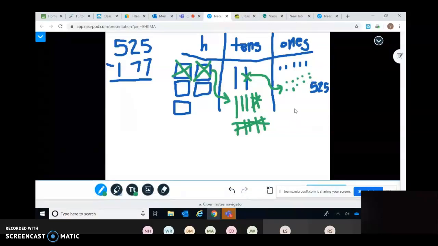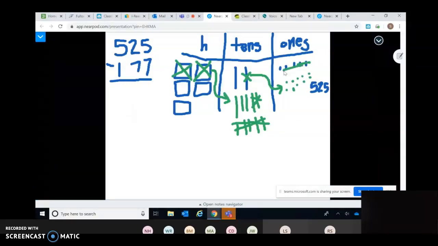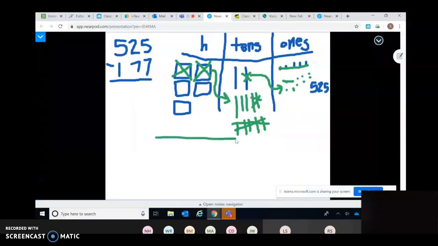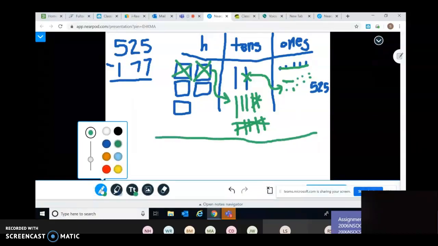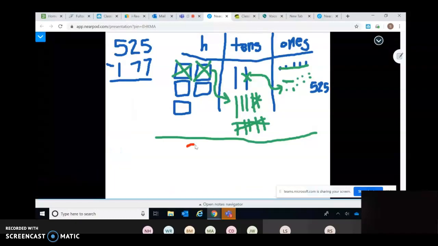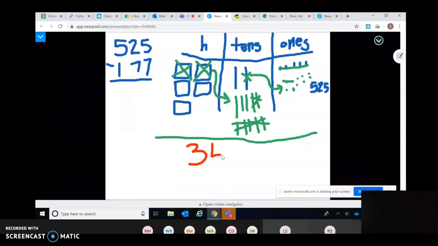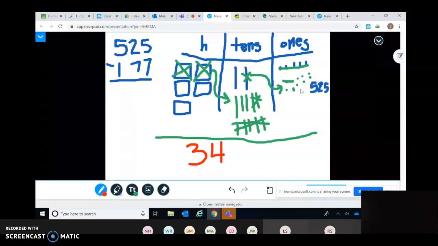Okay, so now it says take away 7. I have 5 up here. Just cross out 5, and then take 2. So this is what I have left. Okay, so I'm going to color for the chart. Alright, what do I have left? 3 hundreds. How many tens? 1, 2, 3, 4. And ones: 5, 2, 4, 6, 8.